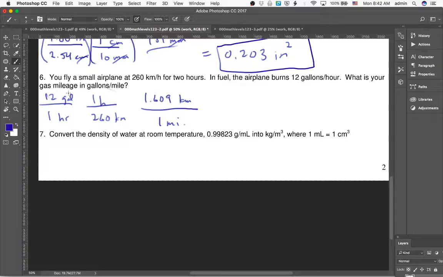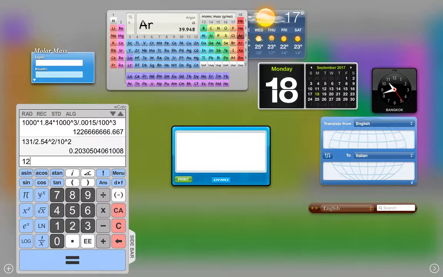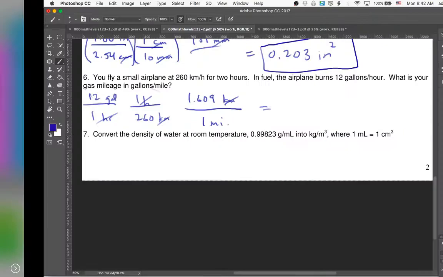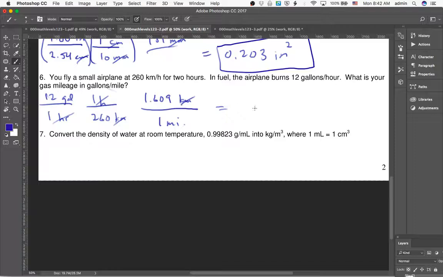So in gallons per mile, kilometers cancel, hours cancel, so I have gallons per mile. 12 times 1.609 divided by 260. And that's 0.0743. But there are only 2 significant figures there, so it's 0.074 gallons per mile.